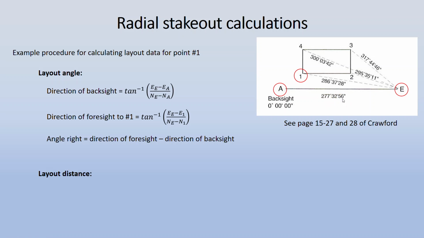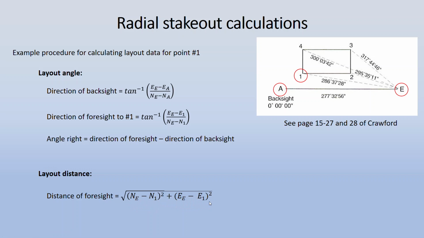So the layout distance is a little more simple, and it's a formula that you're used to seeing, maybe just not in this form. But the distance of the foresight, so the distance from instrument location E to the point we're going to be locating, point number 1, is equal to the square root of the difference in your northing values squared plus the difference in your easting values squared.